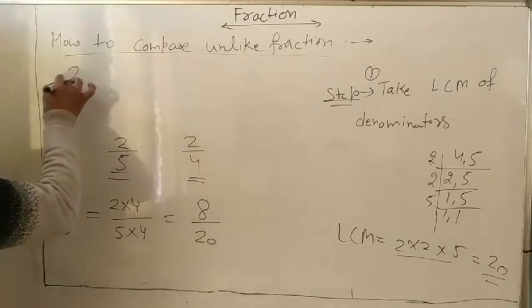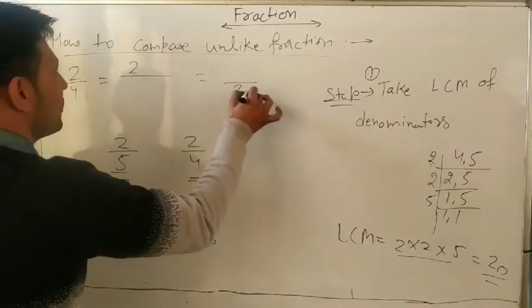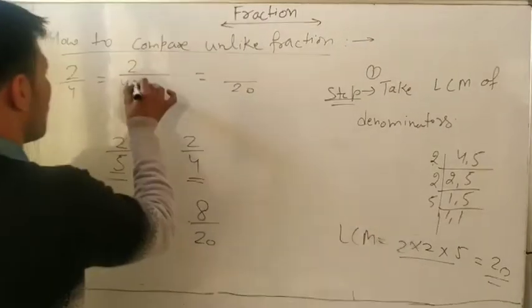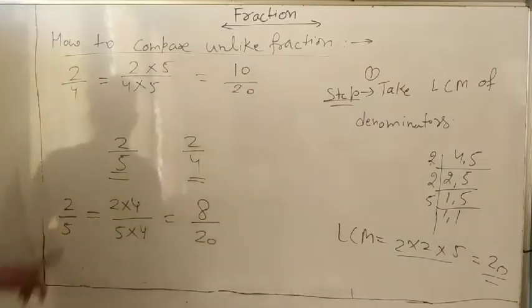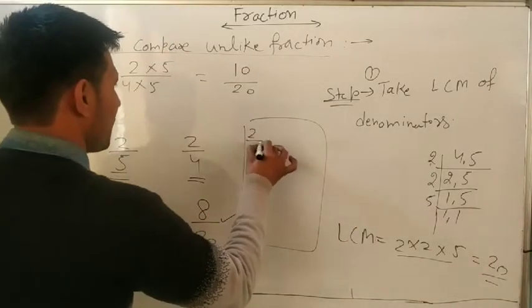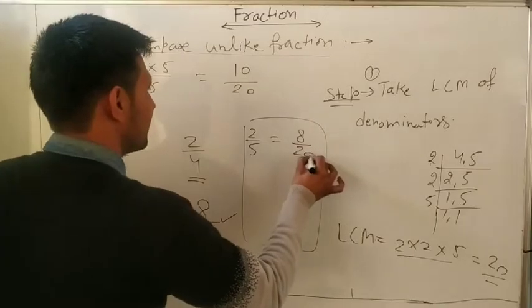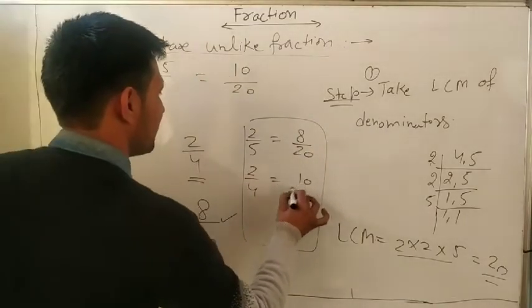Same as it is 2 by 4. What number do you multiply by 4 to become 20 again? 4 into 5. So here also 5. So 10 by 20. So 2 by 5 means 8 by 20, and 2 by 4 means 10 by 20.